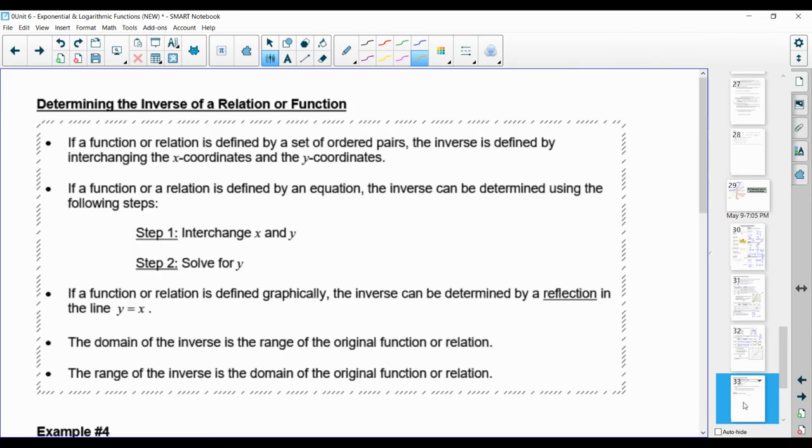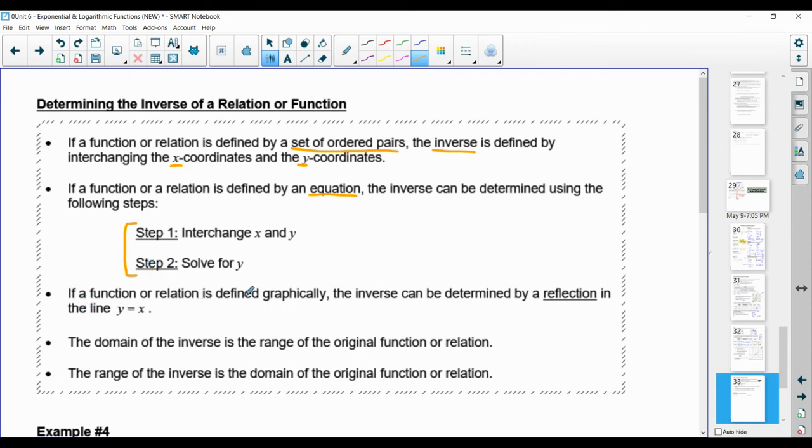All right, now let's take a look at what we've learned so far. If we're trying to find the inverse of a relation or a function, if a function or a relation is defined by a set of ordered pairs, then the inverse is defined by just switching our x's and y's. So we just interchange x and y's. If a function or a relation is defined by an equation, the inverse comes from doing two steps. First, we swap x and y, and then we solve for y.